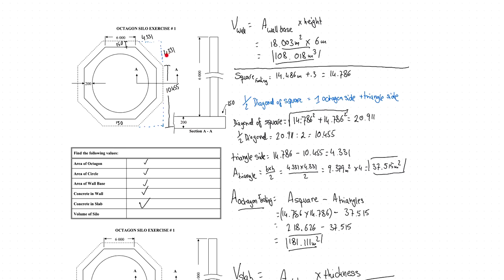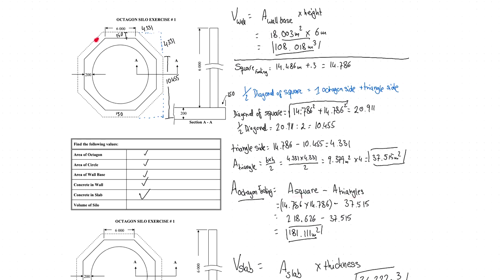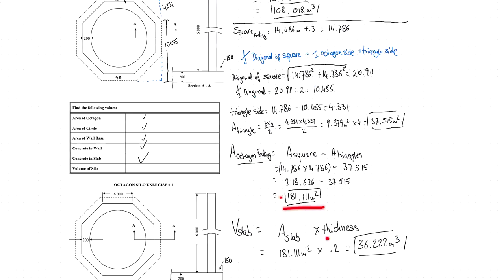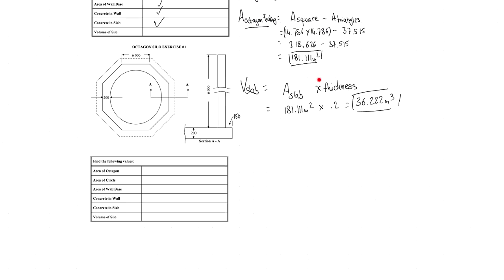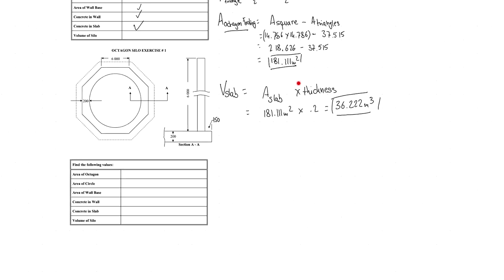Now we figured out one of the triangle sides, which means we can figure out the area for each triangle. We multiplied that by 4 so that we could get the areas of all the triangles. And then to find the actual area of our octagon footing, we took the area of our square minus the area of our triangles. And that left us with the entire area from the outside of the footing. And from that picture, it shows us that it goes everywhere. And then finally, we could take the area that we just figured out of our slab and multiply by the thickness, and that gets us the volume. Great. Now we just have one left, the volume of the silo.